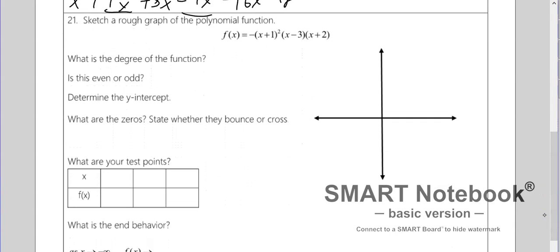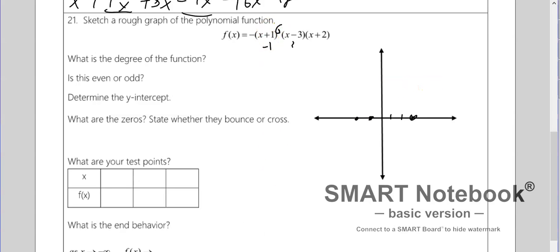Okay, 21, sketch a rough graph. Well, first off, notice this little 2 here. That means at x plus 1, so that's negative 1, it is going to bounce. So I'm going to put a negative 1 right here, and I know it's going to bounce. I'm also going to have a 0 at 3. So 1, 2, 3 maybe. And a 0 at negative 2. How about that?